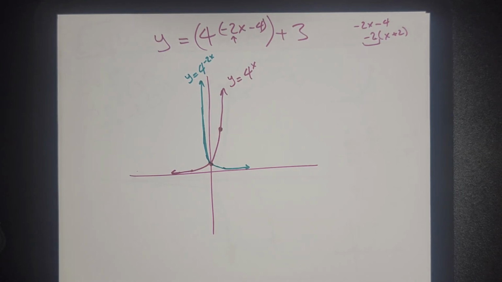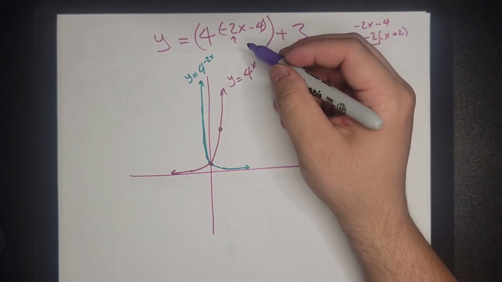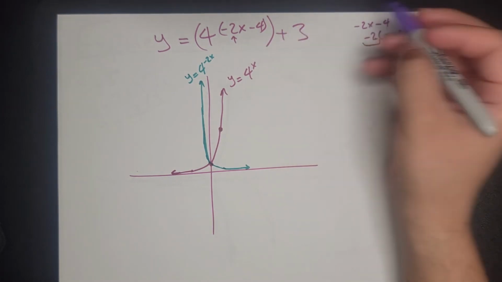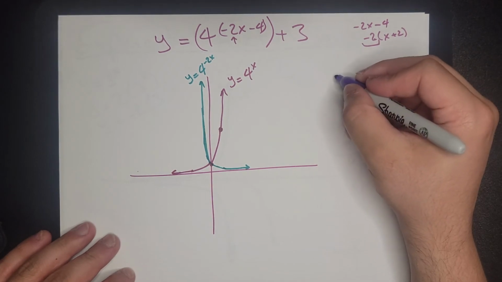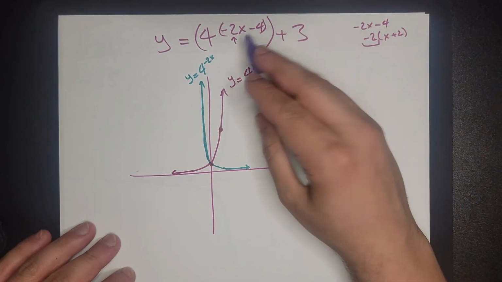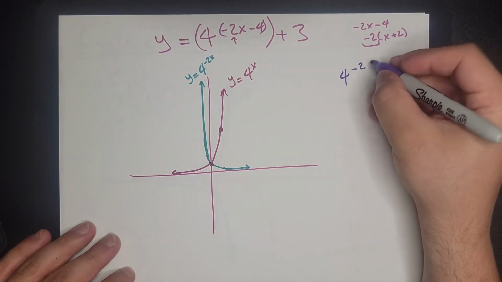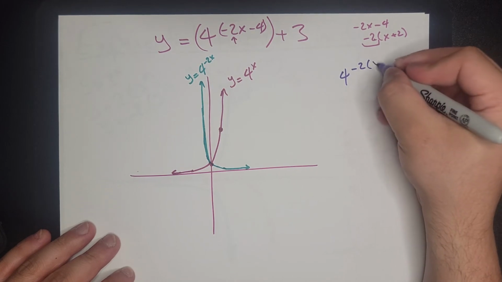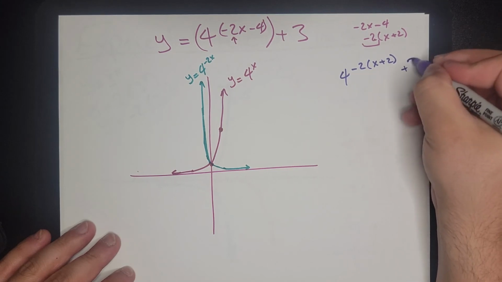So what else do we have? We're left with this, sorry. I forgot that I factored out the negative 2, so 4 to the negative 2 times x plus 2, plus 3.